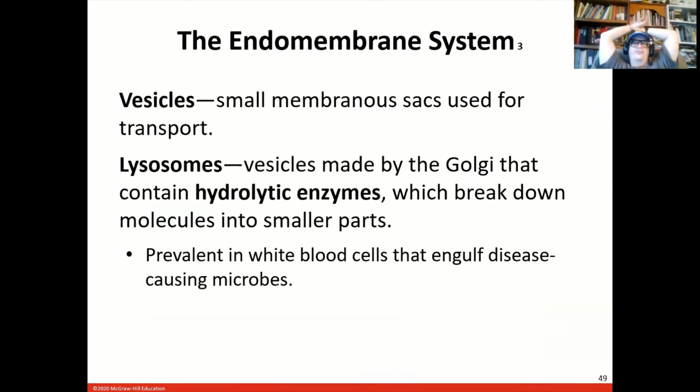All right, so vesicles are little sacs of membrane. They're used to move things around. Lysosomes, I already told you, are like a mobile stomach unit. They're full of hydrolytic enzymes. They're full of acid. They will fuse with a transport vesicle and destroy whatever is inside of it.